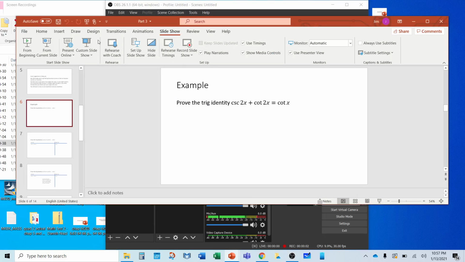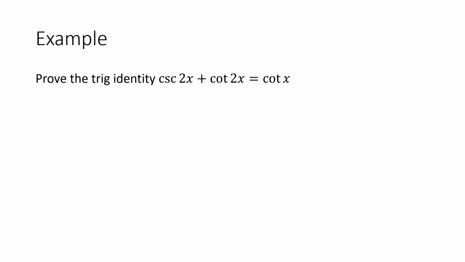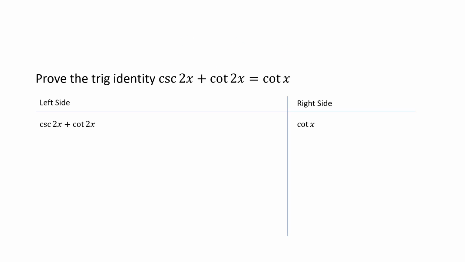In this video, we are going to prove the trig identity cosecant 2x plus cotangent 2x equals cotangent x. Well, what we want to do is convert each of these secondary trig functions to primary trig functions. So we'll let cosecant 2x be 1 over sine 2x and let cotangent 2x be cos 2x over sine 2x. And then in doing that on the left side, we have a common denominator readily available to us. So we can just add the numerators and we'll get this expression right here.